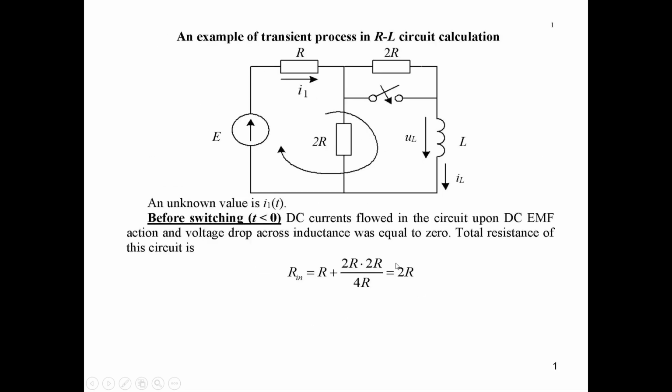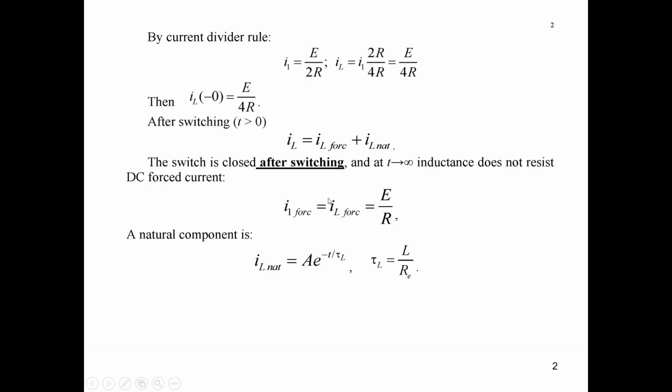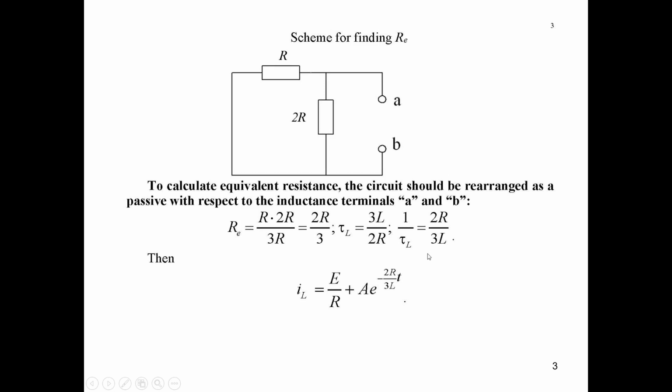and therefore IL, the current through this inductance, will be equal to the sum of the forced component, E over R, plus the natural component. The natural component is this integration constant A multiplied by e to the power minus t over tau L, and tau L is determined through this equivalent resistance relative to the clamps to which inductance is connected. So IL equals E over R, the first component, plus this natural component.